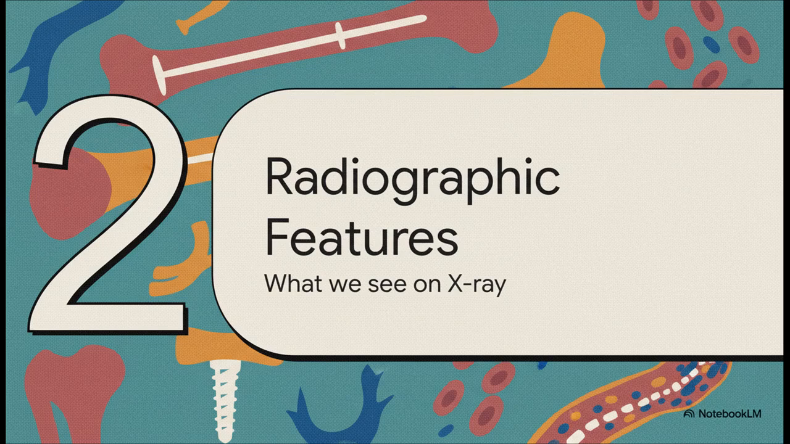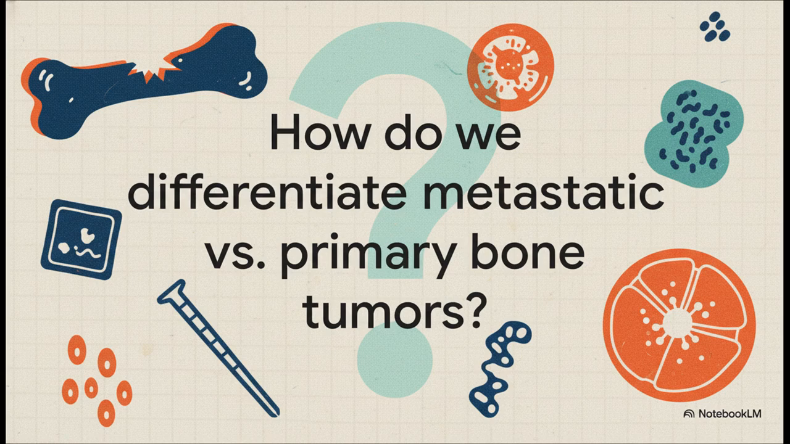Once we suspect a metastatic lesion, our main diagnostic tool is the simple radiograph, and it tells a very, very specific story. This is the classic question you're going to get on exams and on rounds. How do you look at an X-ray and tell a metastatic lesion apart from a primary bone tumor? And while it's not always super simple, there are some classic radiographic clues you can look for.